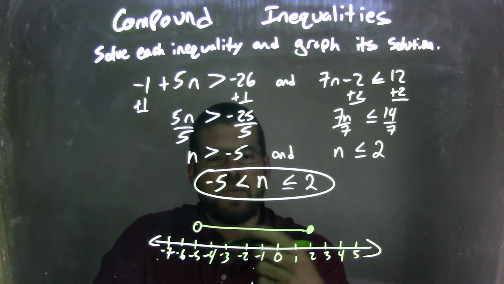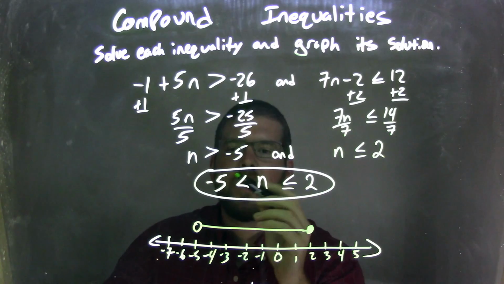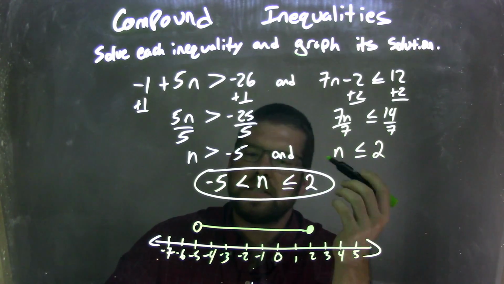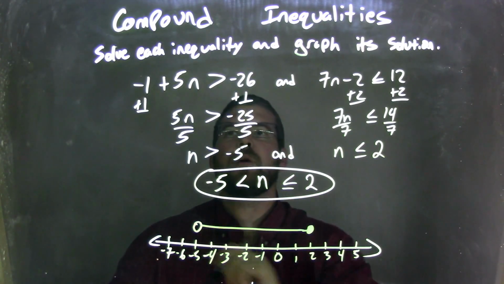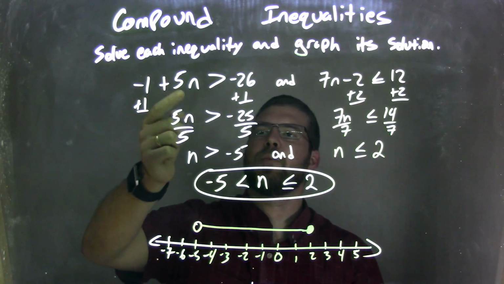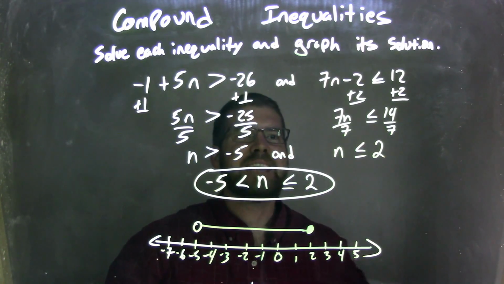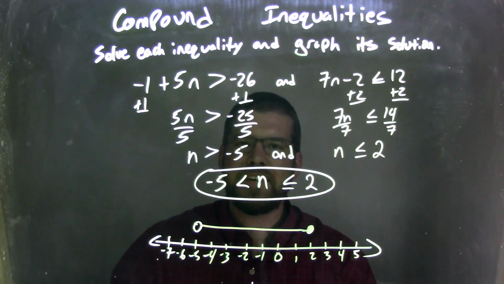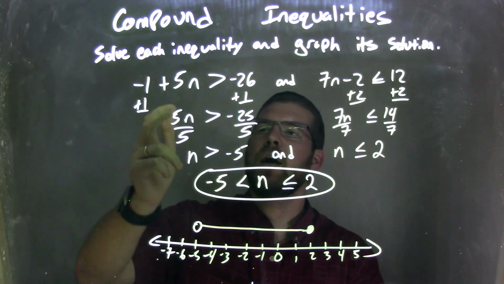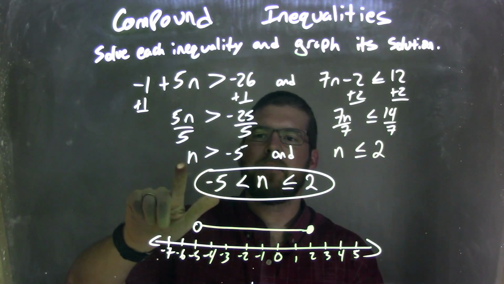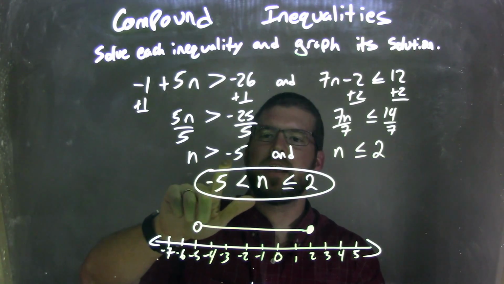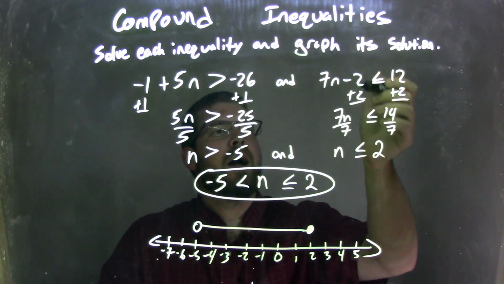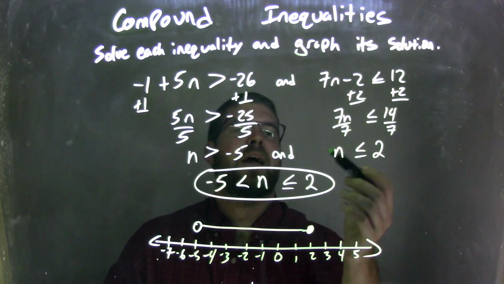Our graph here represents all the values that n can be, which are -5 is less than n, which is less than or equal to 2. So let's recap. I was given my two inequalities: -1 plus 5n is greater than -26, and 7n minus 2 is less than or equal to 12. I solved each individually. I added 1 to both sides here, and then divided by 5 on both sides, giving me n by itself. n is greater than -5. Here, I added 2 to both sides, then divided by 7, giving me n is less than or equal to 2.